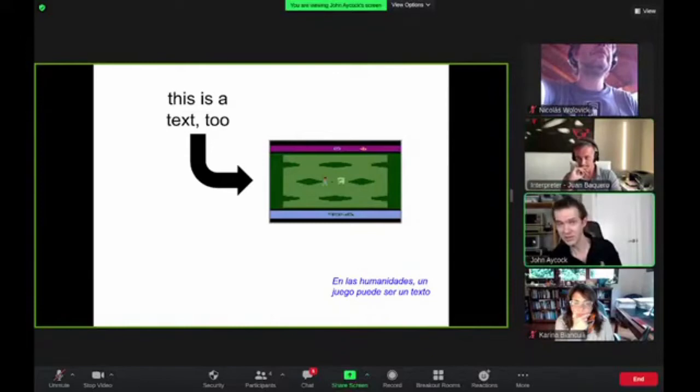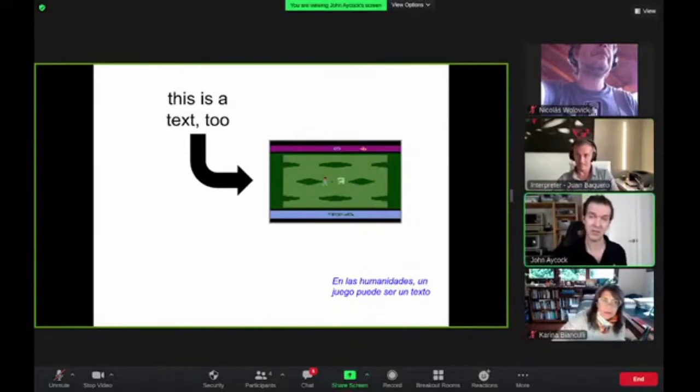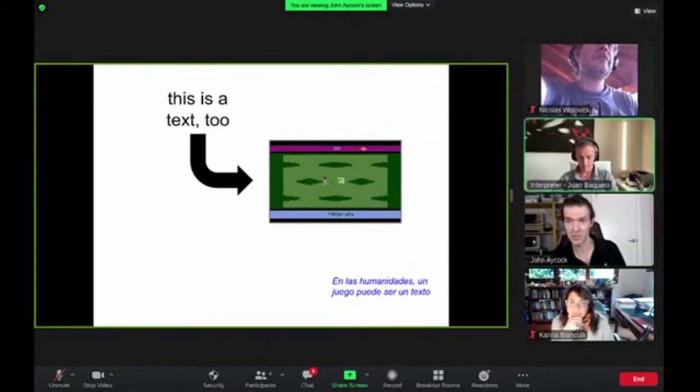There's a practical reason for it, because by thinking of a game as a text, techniques from literary theory can be applied to it.